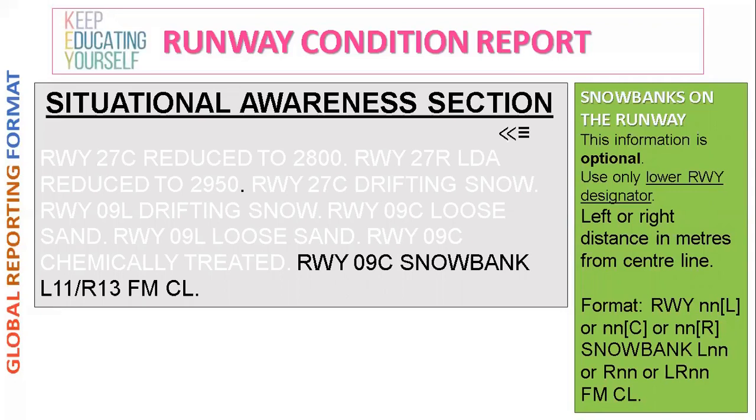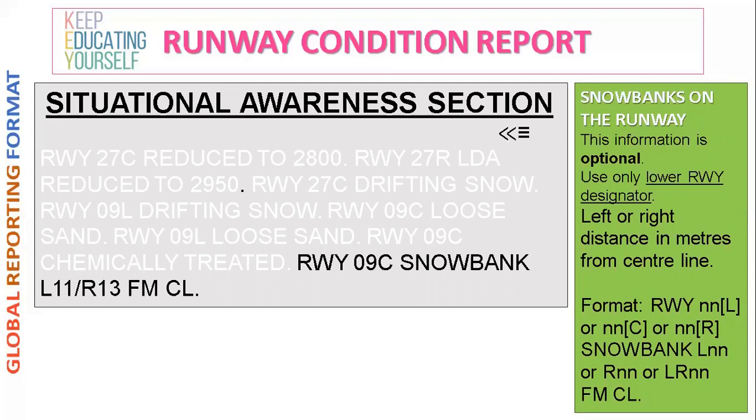Format is runway space 09 Charlie space snowbank space left 11. You can write 11 left also. So Lima 11 slash right 13 space FM means from space CL means center line full stop. So we have to use abbreviations which are recommended in AIS, Aeronautical Information Service. So we are using runway RWY, that is the abbreviated form. Then we are using L and R for left and right, and from FM, CL. So this is some slight change.